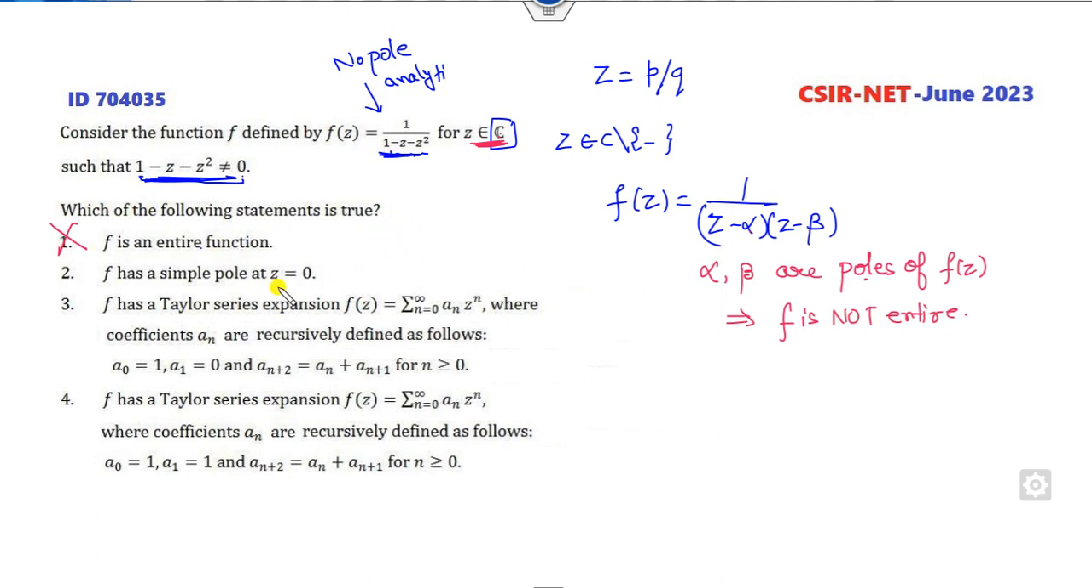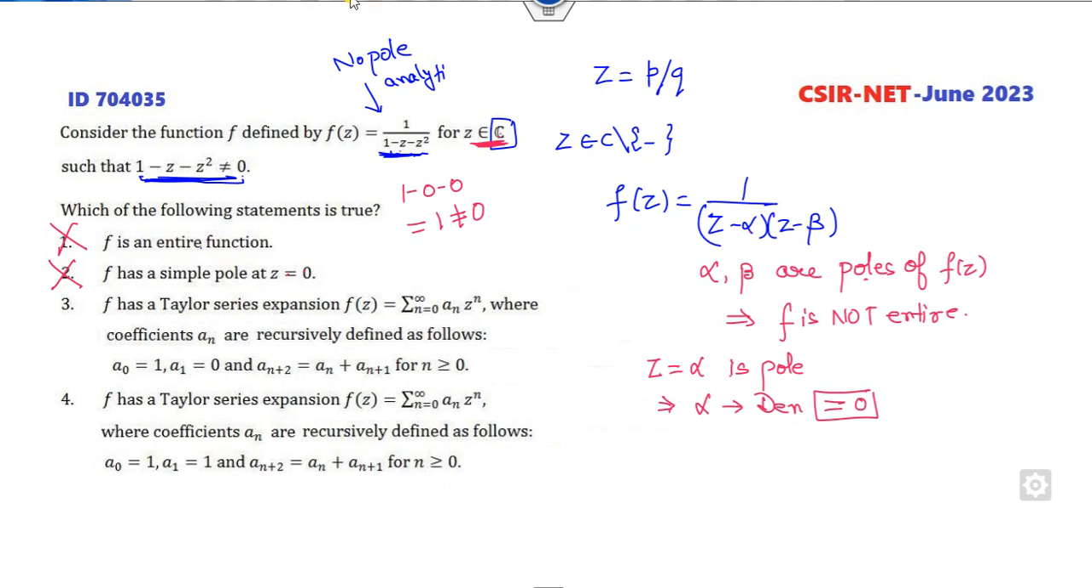Now you can check whether 0 is a pole. What is the meaning of a pole? If I say z equals alpha is a pole, what is the meaning of that? If I substitute alpha in the denominator, the expression becomes 0, then alpha is a pole. If I take z equal to 0 here, it becomes 1, which is non-zero. It means 0 is not a pole. So this option is also cancelled.